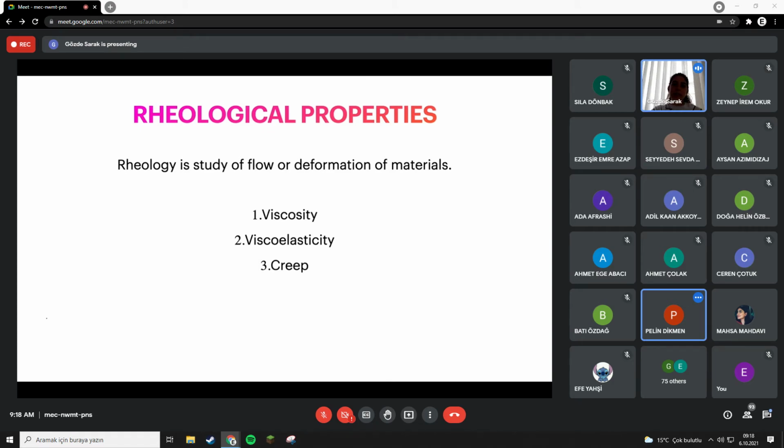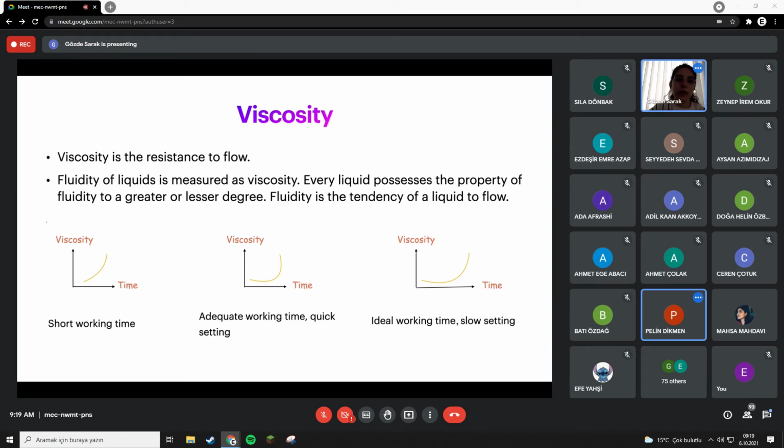And rheology is the study of flow or deformation of materials. There are three rheological properties, and let's take a look deeply at these properties. First one is viscosity. Viscosity is the resistance to flow. This viscosity-time graphic shows us a material's working time and setting. The material in the first graph has a short working time, and the second graph shows the material has enough working time and quick setting. And the last one shows the material with perfect working time.